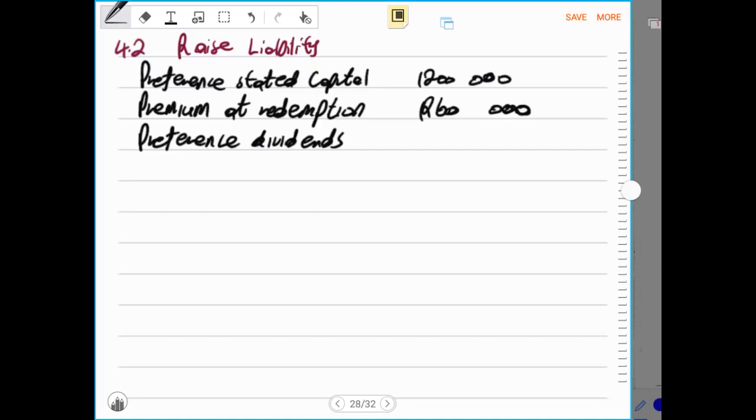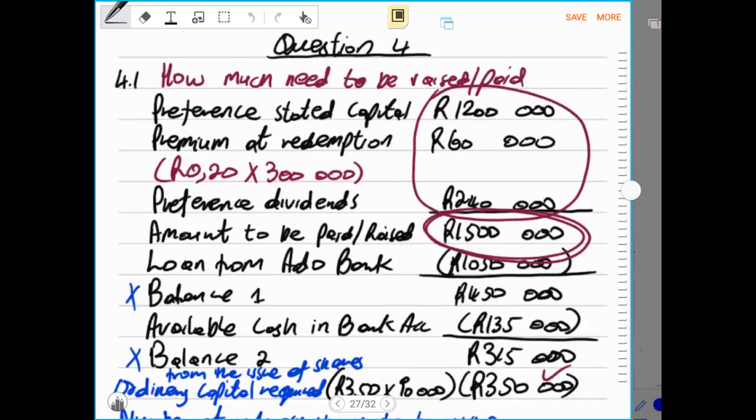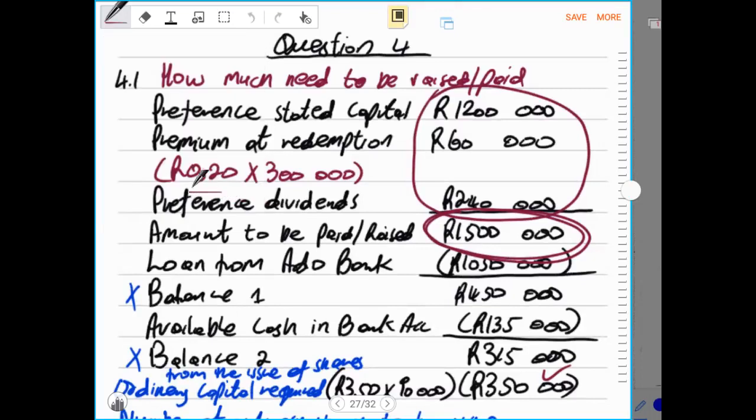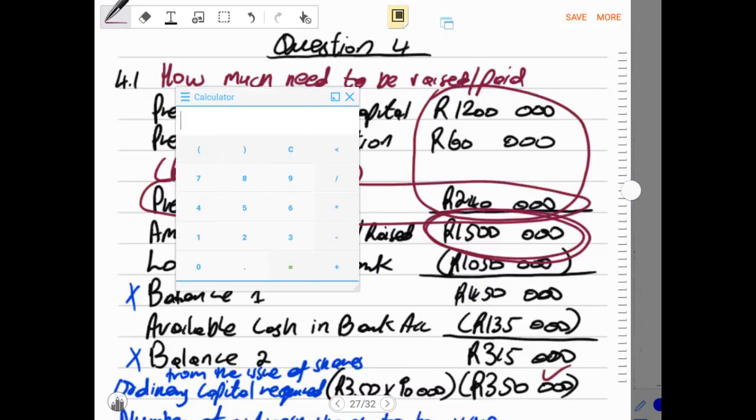So now that means out of the 240,000, which is my preference dividends that I calculated for 2 years, I have to say how much is dividends tax. Dividends tax is 15%. Then we say 240,000 multiplied by 15%. That means the dividends tax is 36,000. Remember, this is a liability due to SARS because of the declaration of the preference dividends.